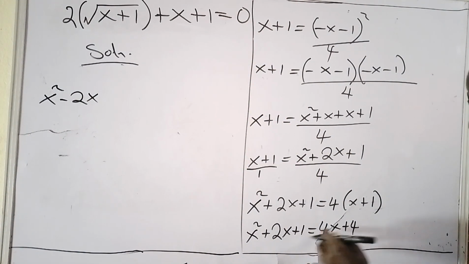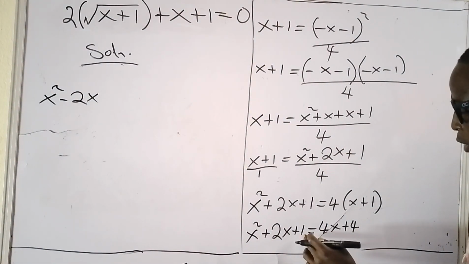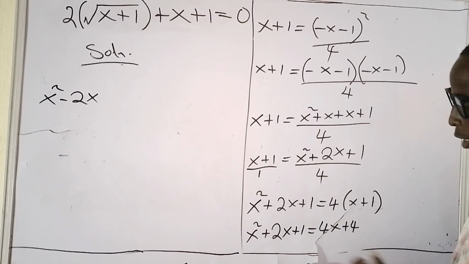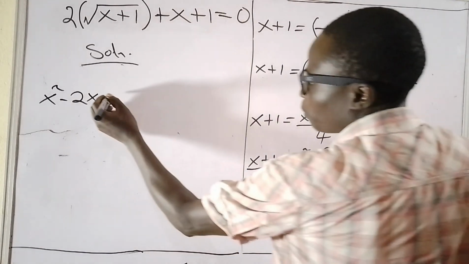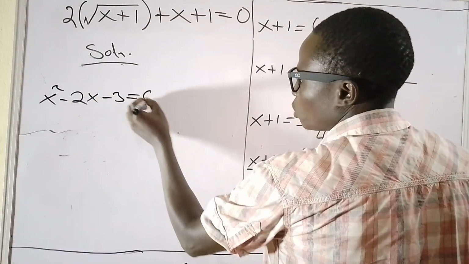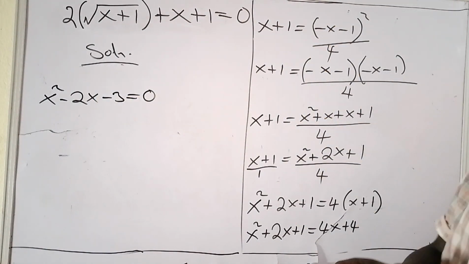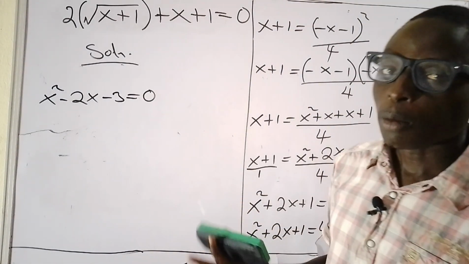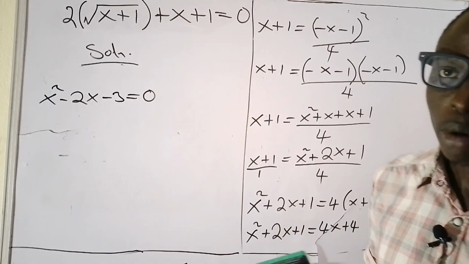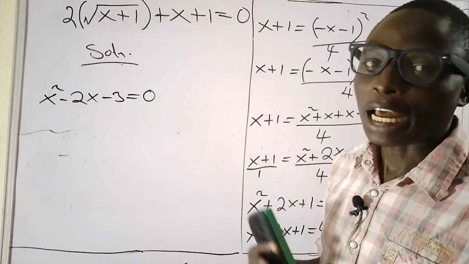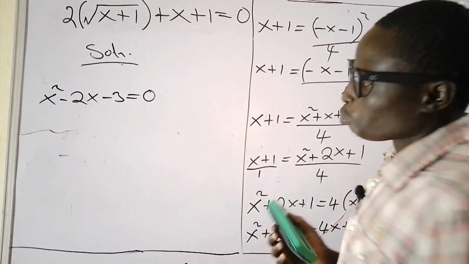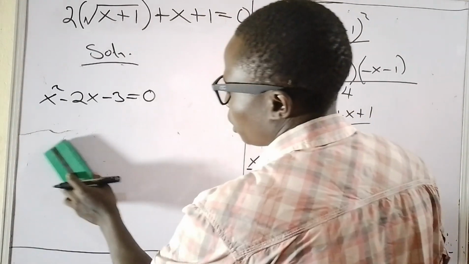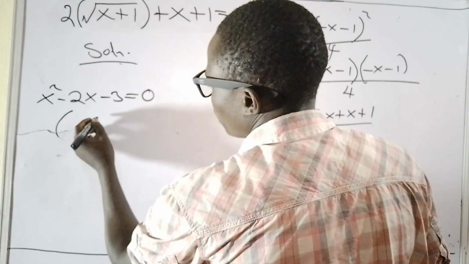Also this 4, when this 4 crosses the bridge to the left side, it will turn negative. So 1 minus 4 is minus 3 is equal to 0. And you can see this is a perfect quadratic equation. We may decide to solve this by formula, by completing the square, by factorization, even by graphical means if you like. So in order to save time, let's factorize. Let's see whether we can factorize.